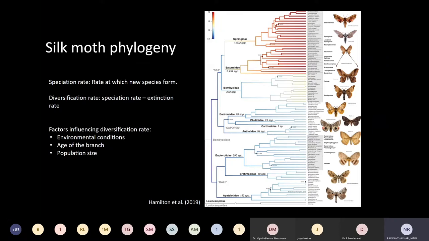So whenever you go out, think about it in terms of, if I'm seeing a Brahmaeidae moth, if I'm seeing Brahmaea, how many individuals are there? Is it a larger population? Is it a smaller population? And then start thinking about these things. This will actually help you understand how species assemblages have evolved on Earth. So these are the three things which influence diversification rate.